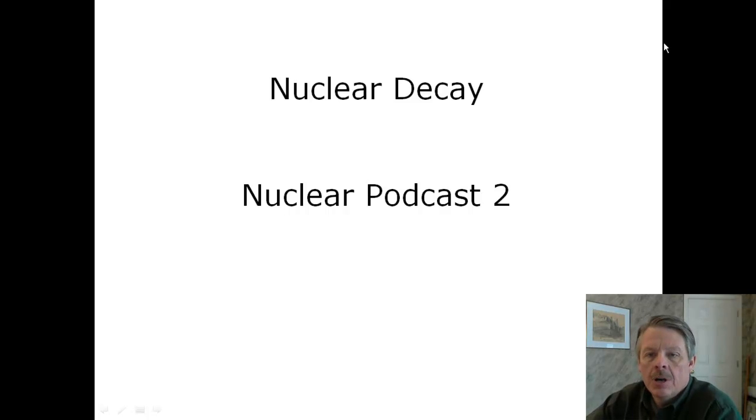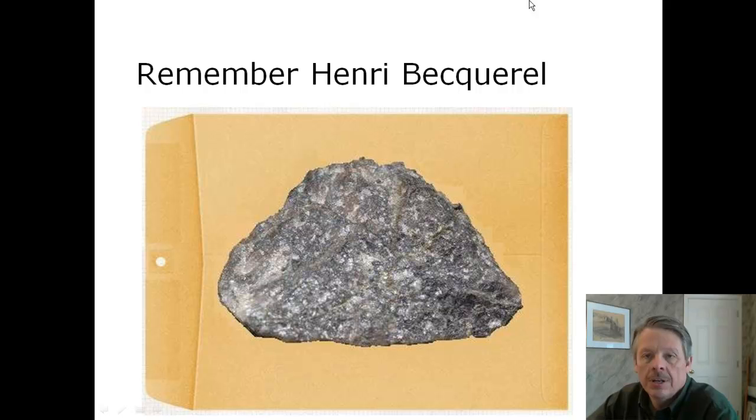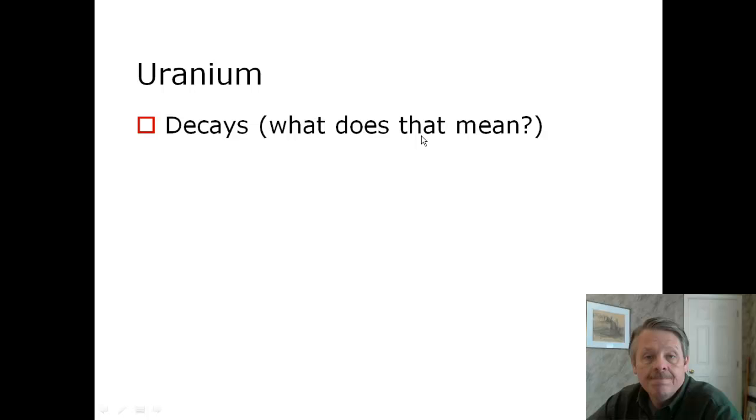Hey folks, today we're going to talk about nuclear decay. This is our second podcast in this unit, so we're just going to focus 100% on decay in this one. Remember Henry Becquerel, and he looked at this rock, uranium, and the rock was decaying, and when it decayed, it gave off some kind of particle that went through the paper and exposed the photographic plate.